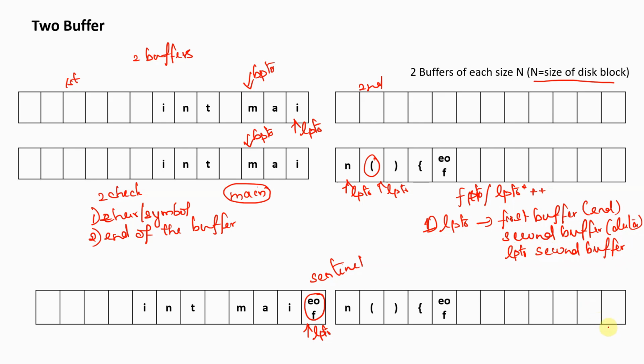Similarly, assume now our look ahead pointer is at the end of the second buffer. That is the second case. The look ahead pointer is at the end of the second buffer. So what will happen? Our first buffer gets reloaded with the data and the look ahead pointer moves to the beginning of the first buffer. Like that it will repeat with the two buffer scheme, to avoid the one buffer scheme's limitation.